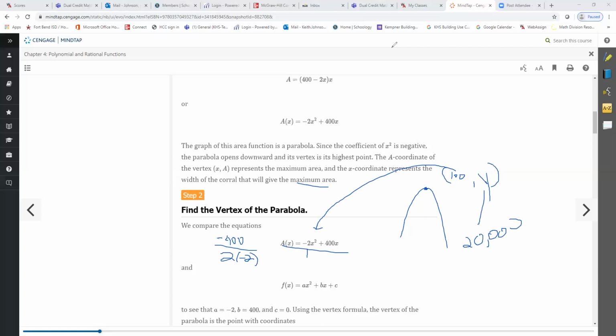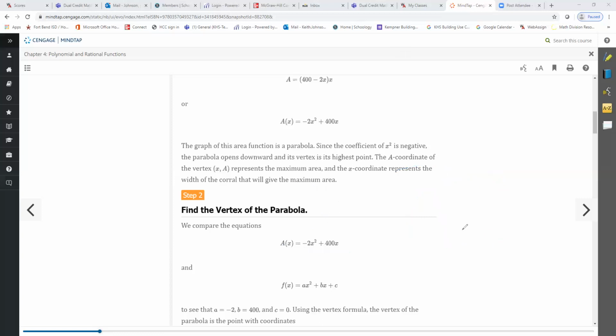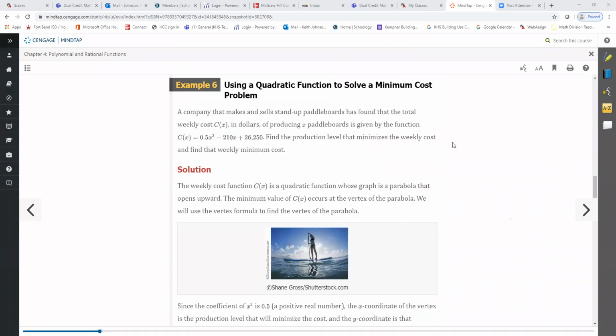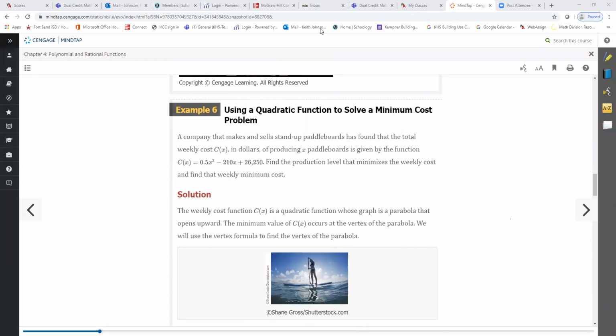Okay. Now, in the other example, they actually give you the equation. Here's the equation. They want you to find your minimum cost. Well, how do you know it's a minimum? The a value is positive. That means it's going to open up. So my minimum cost is going to be the y value of your vertex. That's what I'm looking for. How do I find that? I would use your equation. In my case, I'd use my calculator.